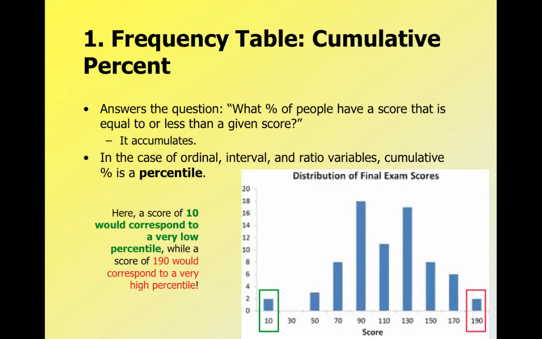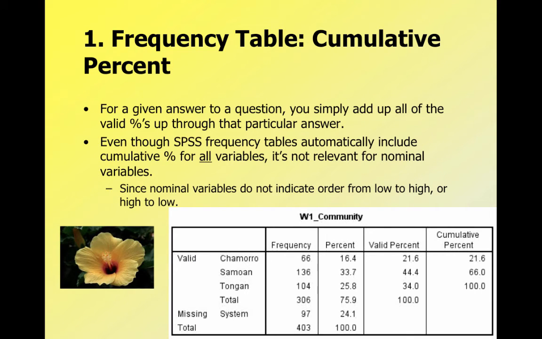So if we look here at the distribution of final exam scores, we can see that a score of 10 would correspond to a very low percentile, that just about 2% of the class scored a 10. Well, a score of 190 corresponded to a very high percentile. While only 2% of the group really only scored 190, we see that they are at the very, very highest part of the scores. So if we're looking at a frequency table, all we're doing is simply adding up all of the valid percents up to that particular answer.